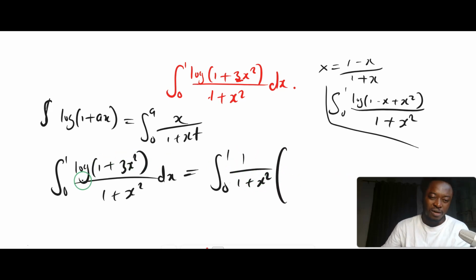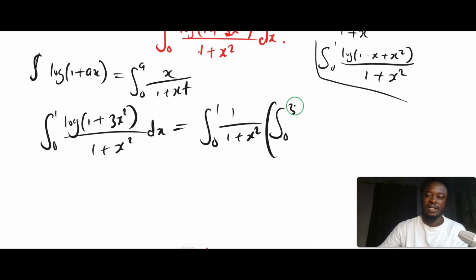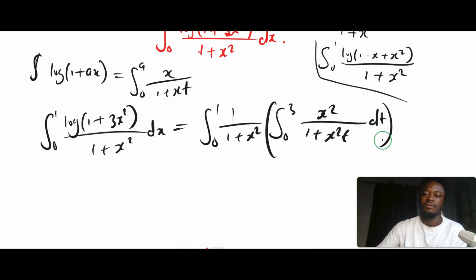Now, this log of 1 plus 3x squared, we could write as the integral from 0 to 3, using the formula we have derived, of x squared all divided by 1 plus x squared t dt, then dx. So we replace this entire log by this integral. It may look like a backward thing to do because it seems we are complicating the expression, but we're actually doing something to simplify it. So let's work with this.